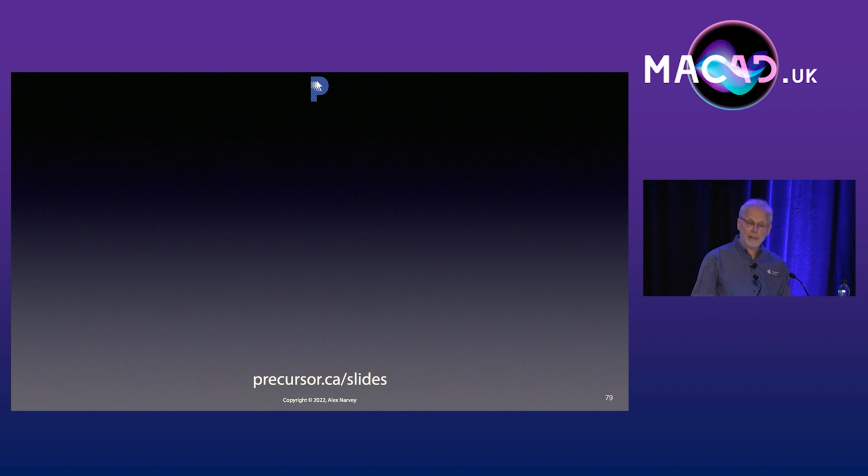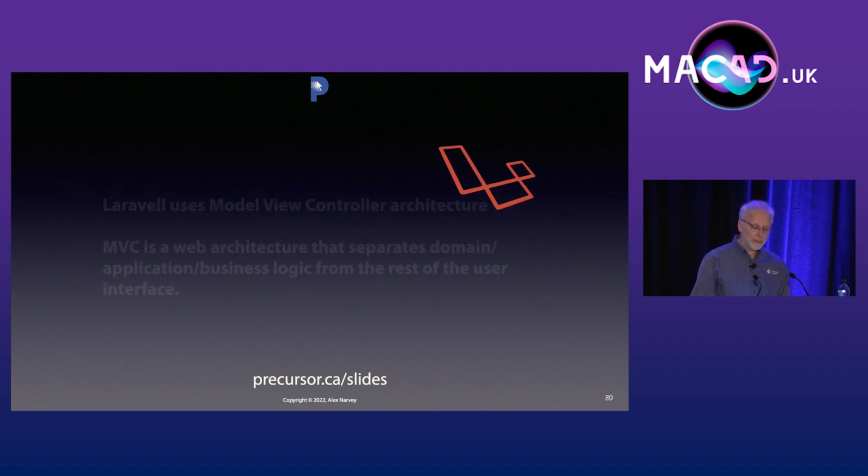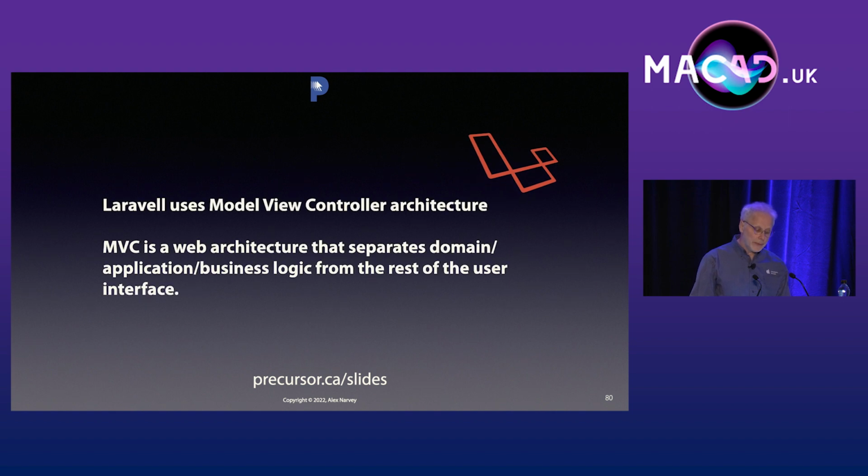The first modernization task was always to replace the existing foundation based on KISS MVC from 2008 with Laravel. Arjen talked to Mosen, and Mosen felt certain this could be done and offered to help out. Laravel has numerous advantages. Unlike KISS MVC, which was abandoned years ago, Laravel is an up-to-date model view controller architecture where the guts are separated from the GUI.